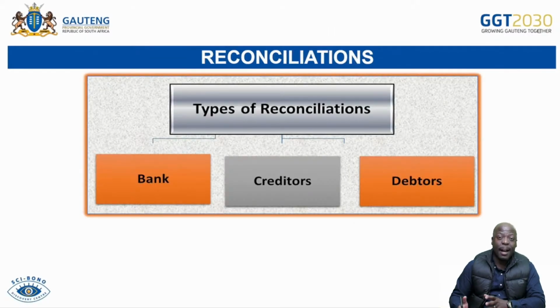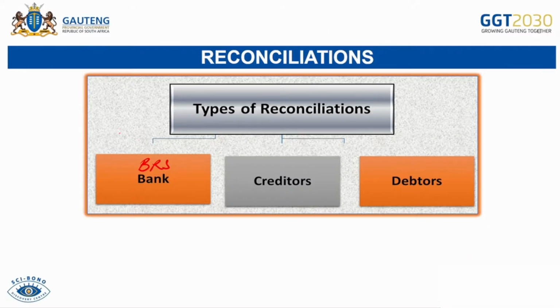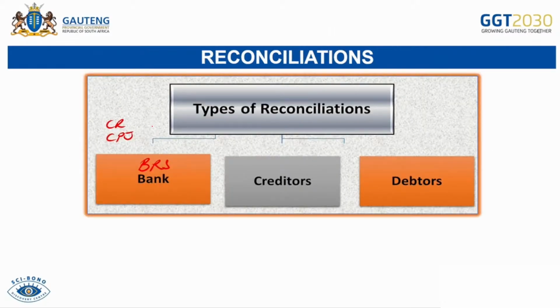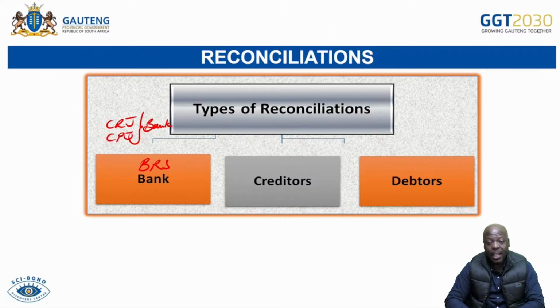So as alluded earlier on, in the previous week, I did my bank reconciliation. I did the BRS. We were able to update our CPJ and our CRJ, and we're able to prepare a bank account as well as preparing the bank reconciliation statement itself. This was in the previous week.